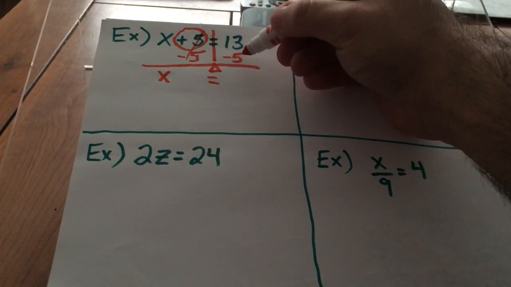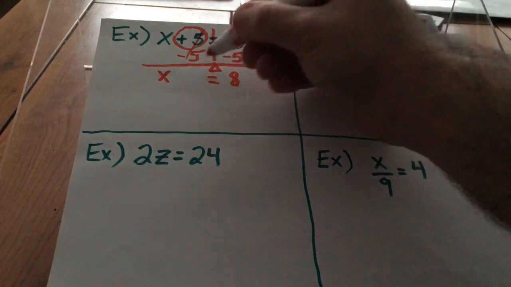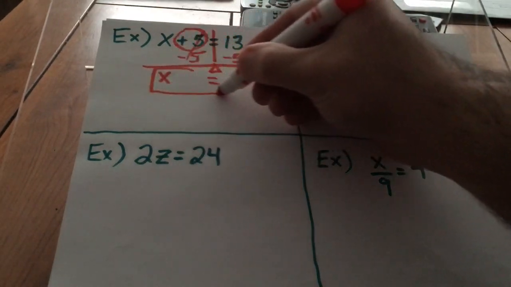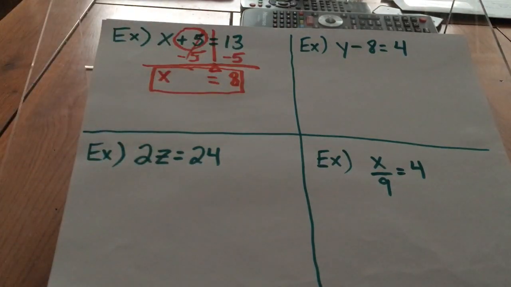So 13 minus 5 will equal 8. All right? And this is your final answer. X is equal to 8. We have x by itself. We have a number over here. Everything's in balance. All right?